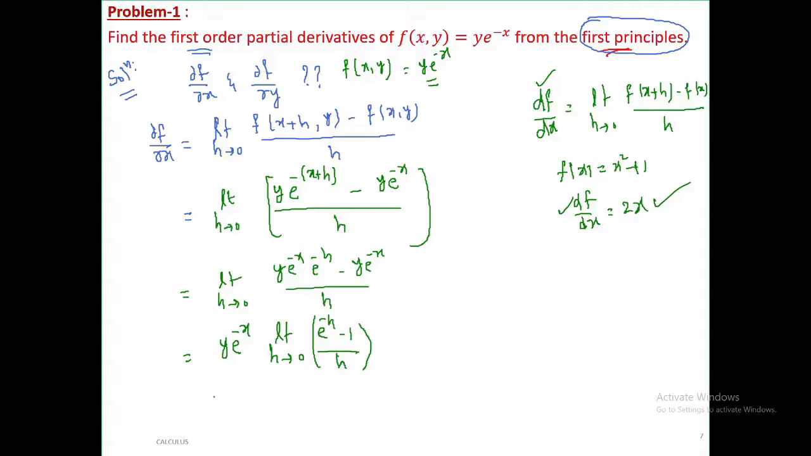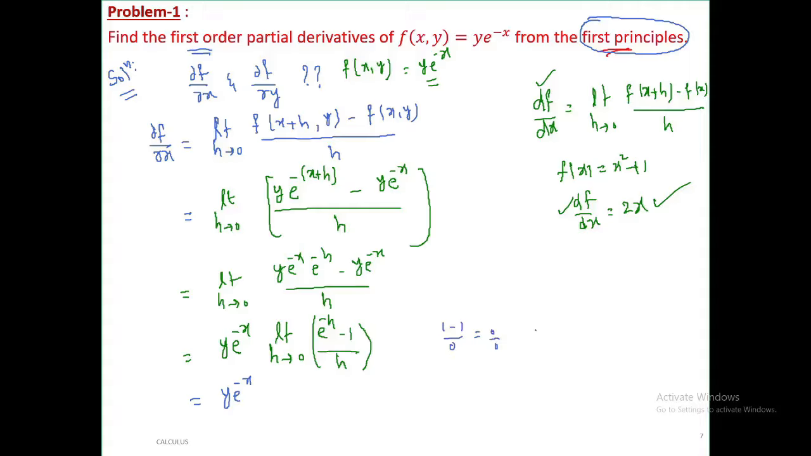Now you proceed. So y into e power minus x, and now apply limit h tends to 0. What will you get? e power 0 is 1. 1 minus 1 is 0, so 0 by 0 you are getting. So once you are getting 0 by 0, then what do you have to do?